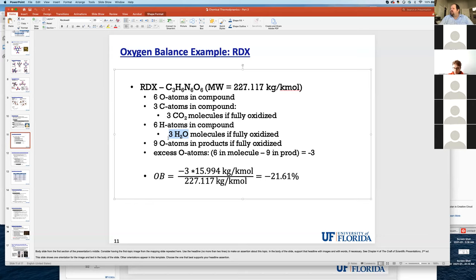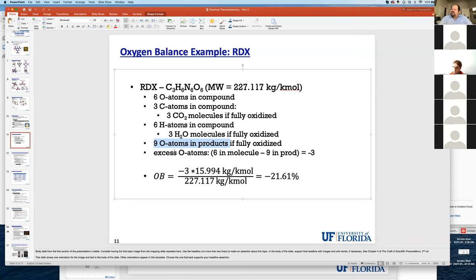Then we have three moles of H2O, and for every mole of H2O we're going to need one oxygen atom. So there's an additional three right there. If you count them up, you have six plus three, so that means we have nine oxygen atoms in the products if they're fully oxidized. Of course they aren't in real life, but here we are just pretending.